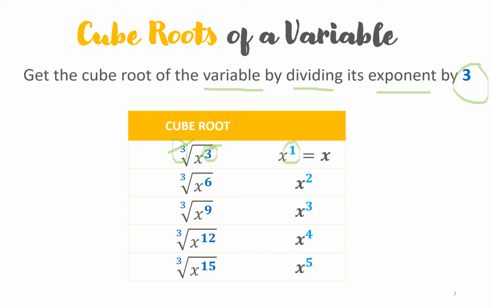Wala naman tayong sagot ng mga x raised to 1. Simply, x lang. Okay, ito naman. Cube root ng x to the 6. Di-divide natin. 6 divided by 3, that would give us x squared. 9 divided by 3, that would give us x cubed. 12 divided by 3, that would give us x to the 4th power. And last, we have 15 divided by 3, that would give us x to the 5th power. Ibig sabihin, ito na yung mga cube root ng variable. Ang gagawin mo lang, i-divide mo lang yung exponent by 3.